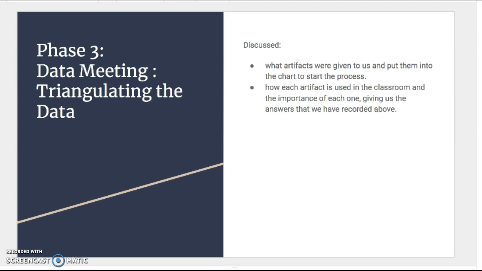For phase three data, meaning the triangulating the data, we discussed what artifacts that we were given and we put them up to start discussions, and we looked at how each of the artifact was used in the classroom to see what the importance was so that we could answer questions and continue on with our understanding of the data and how it was being used in that classroom.